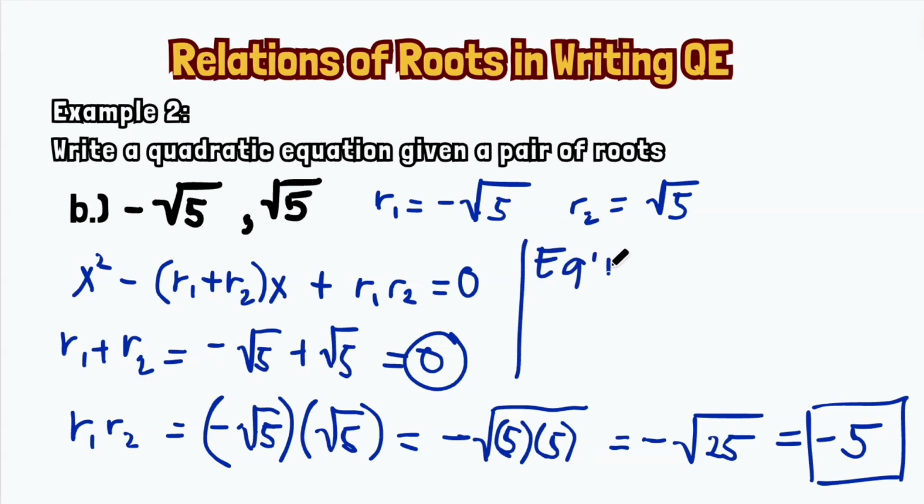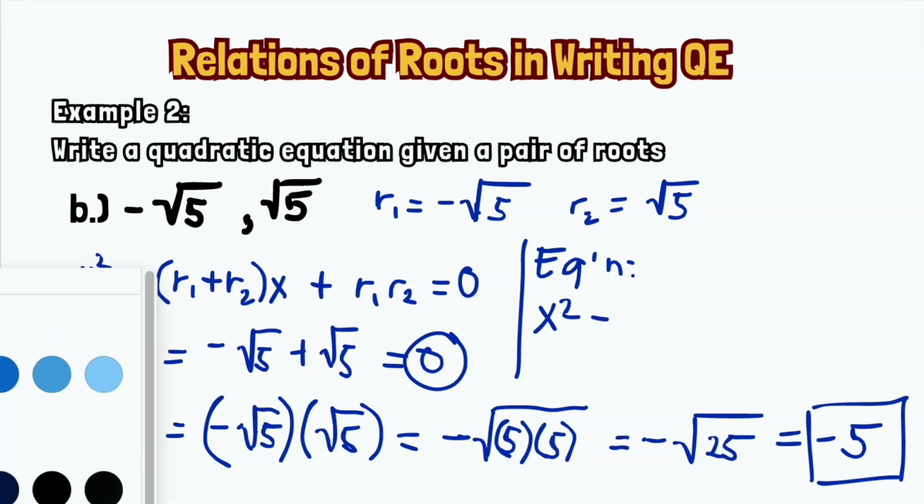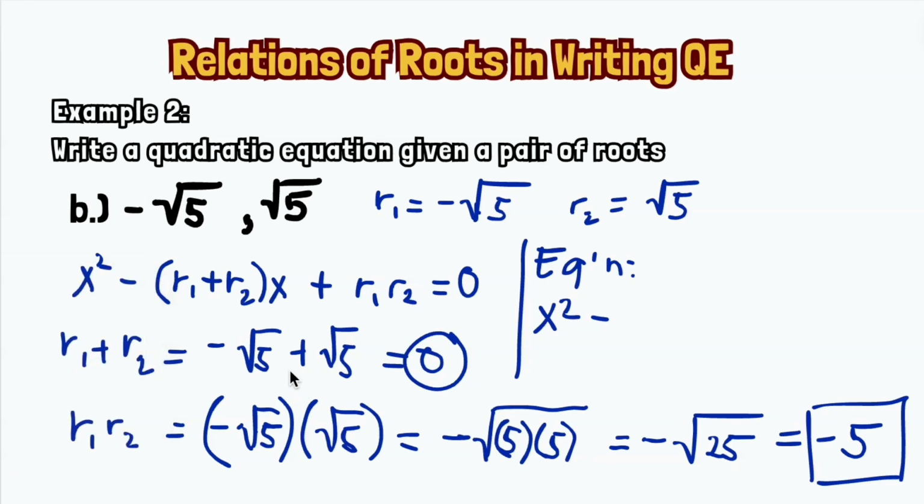Our final equation would be like this. Okay, of course, we have x squared. Ito yun. Minus the sum of the roots. Allow me to change my color. We have 0. Of course, we will change. We have x squared here minus 0x, no? Plus this one, negative 5. Or we can change it as negative 5 kasi yung product natin is negative 5 equals 0.